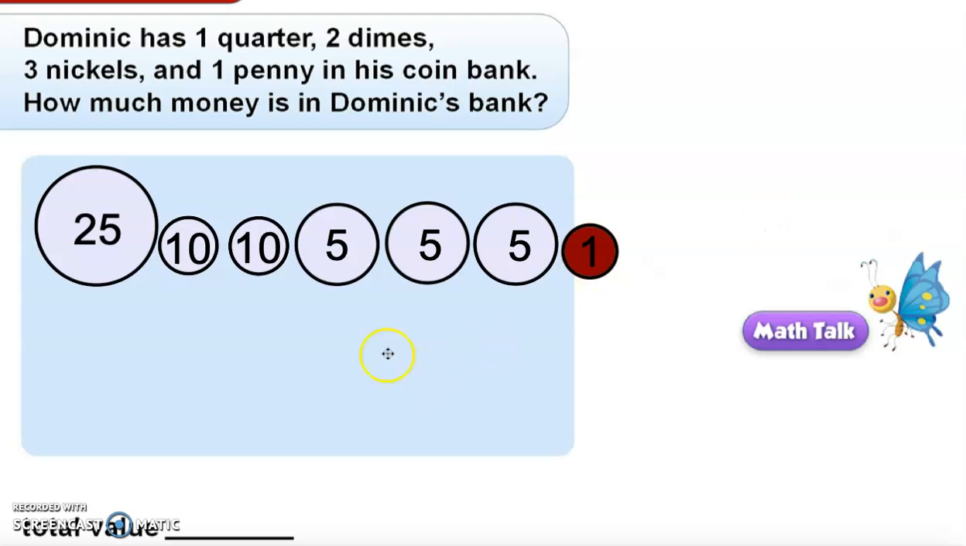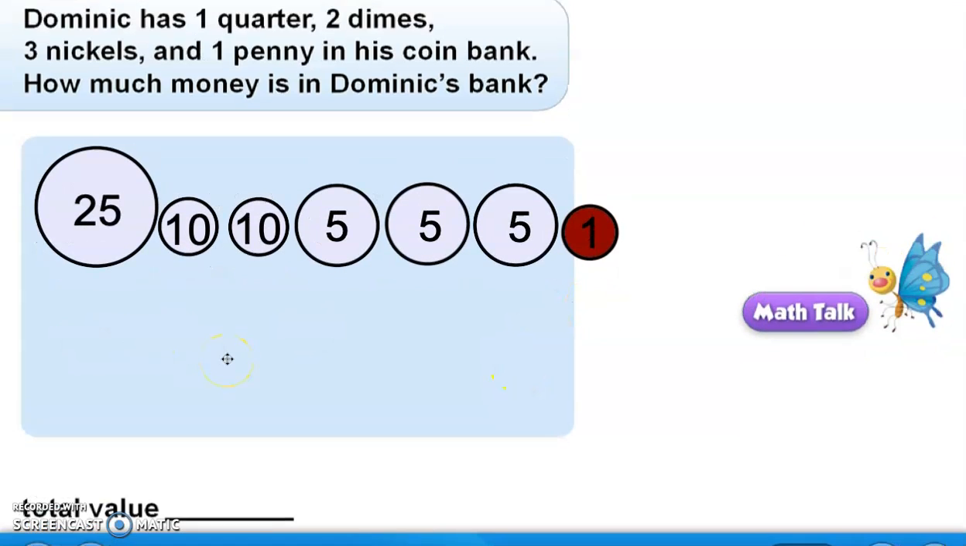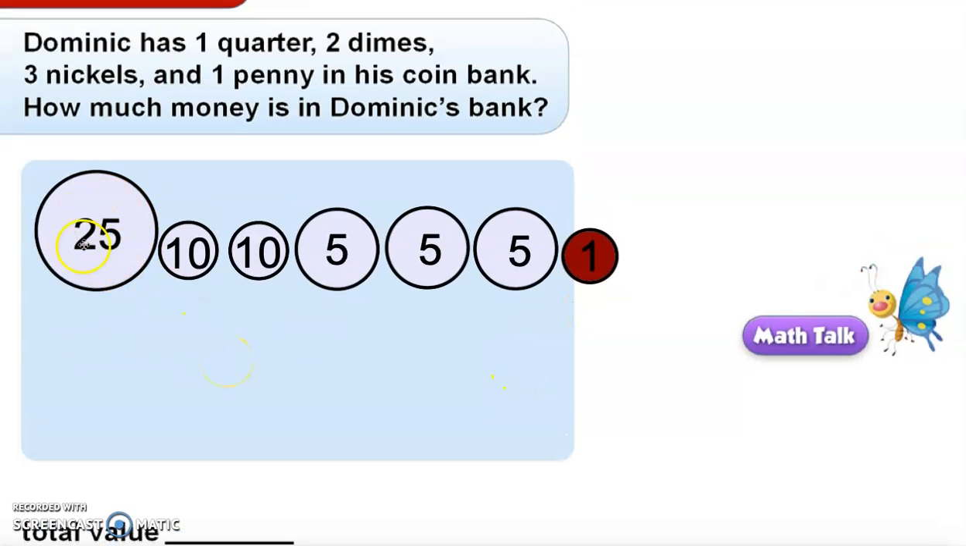I drew out our coins already for us, so that way it can go a little easier and quicker. So here's his 1 quarter, here are the 2 dimes, the 3 nickels, and then the 1 penny. Remember, a good way to count for a total amount is to put all of the coins in order from the greatest value to the smallest value, and that's what I did here. So now we can use counting patterns to help us count the total value.